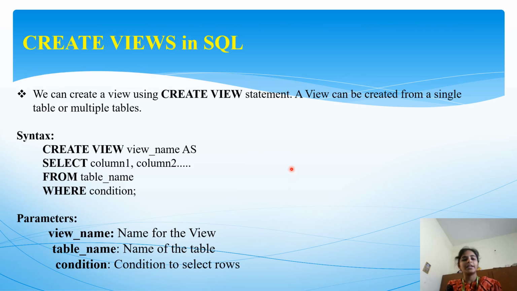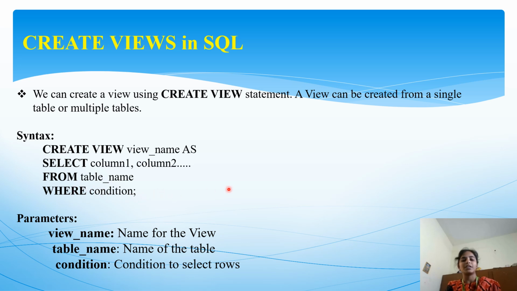Next, creating views in SQL. Before creating a view, we have to discuss the syntax of the view. So create view, view name as select column 1, column 2. Here we can use any number of columns which we want to have. And next, create view, view name as select column 1, column 2 from table name where condition. Here, the where condition is not mandatory.